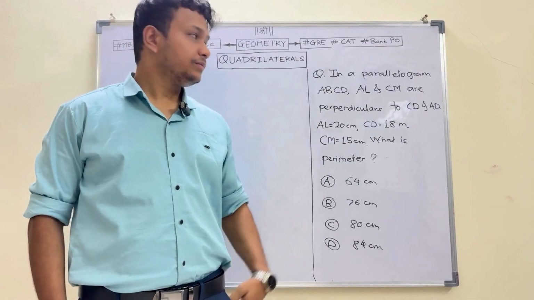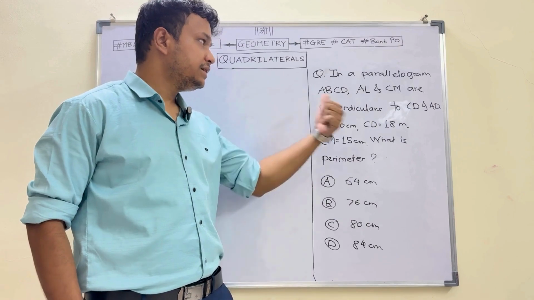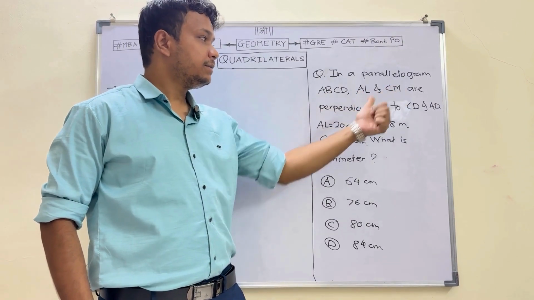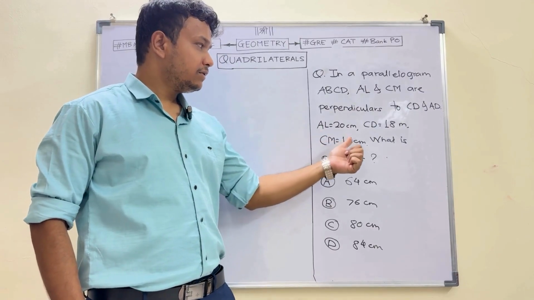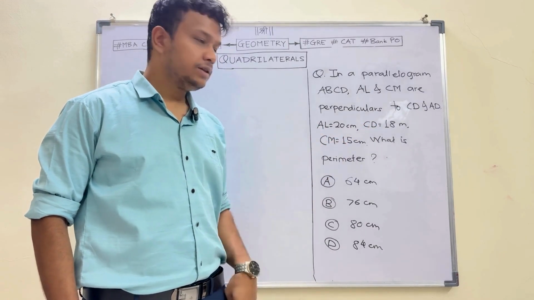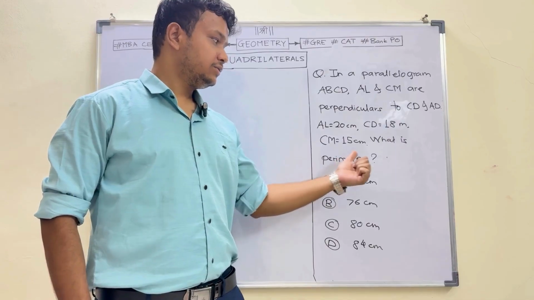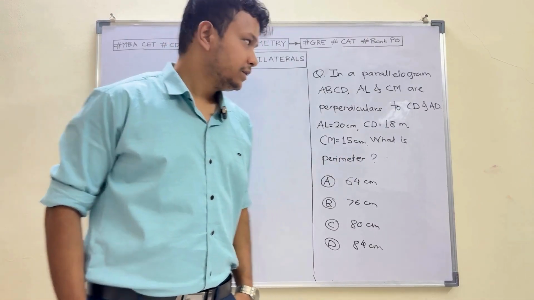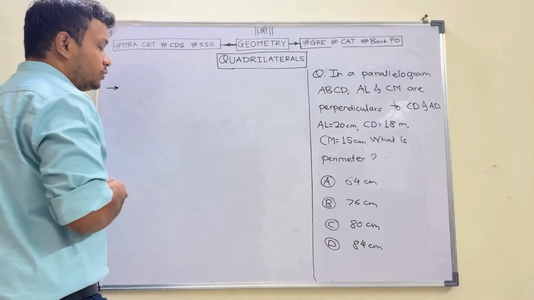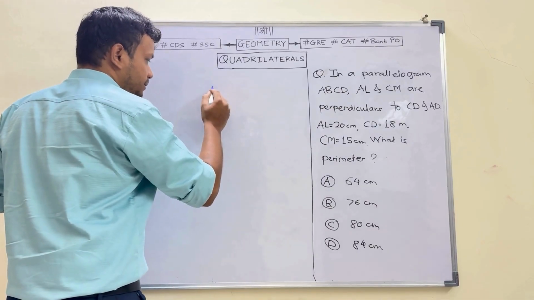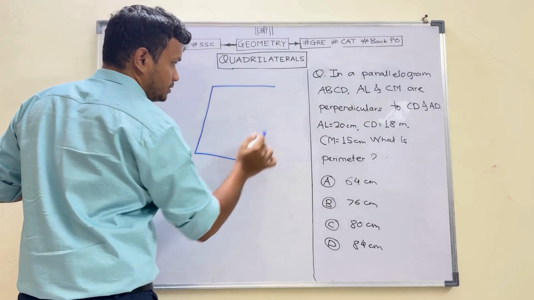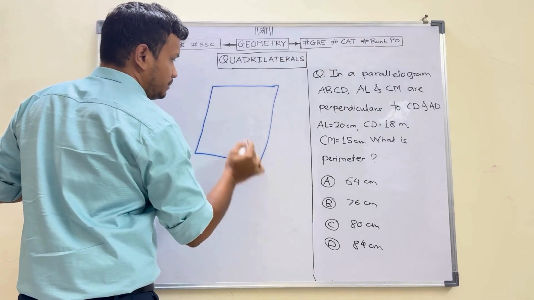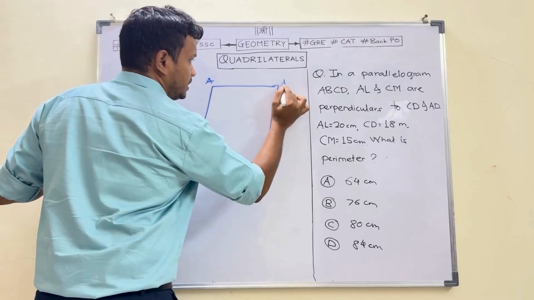So what are they given? They are given a parallelogram ABCD. AL and CM are perpendiculars to CD and AD sides. AL they have given, CD they have given, and CM value they have given. And what they have asked is the perimeter of the parallelogram. So it is very important to draw a diagram from the descriptions given in the question, right? So I'll just draw a parallelogram here for reference. Parallelogram ABCD. They have given ABCD parallelogram, correct?